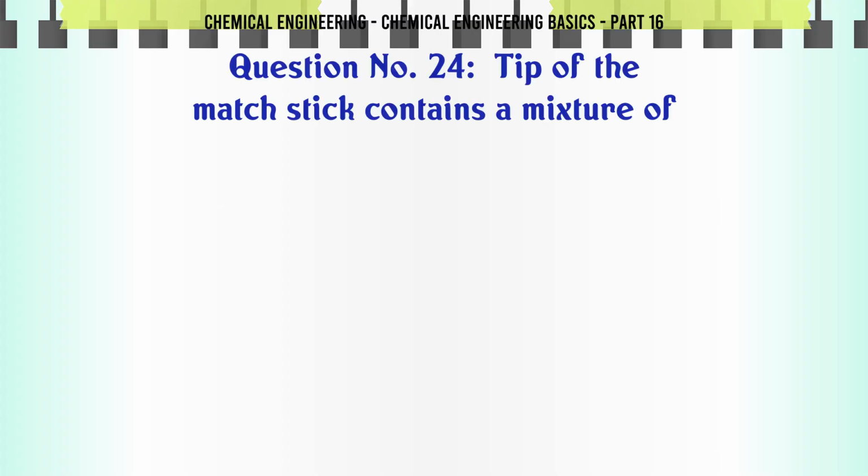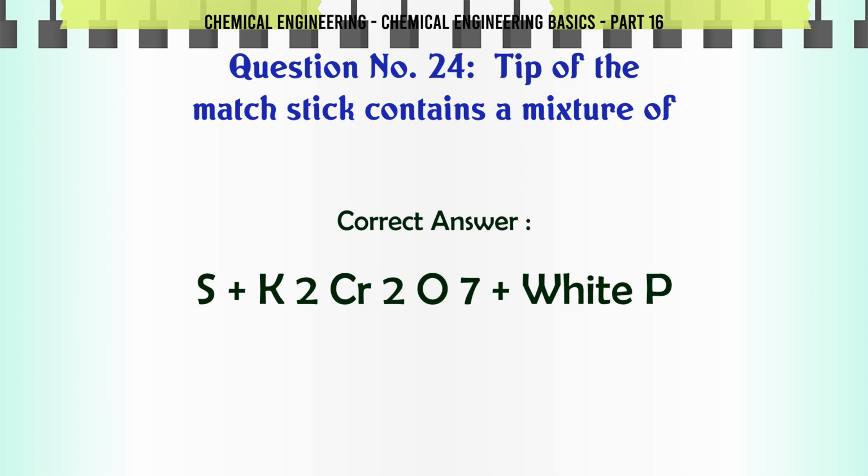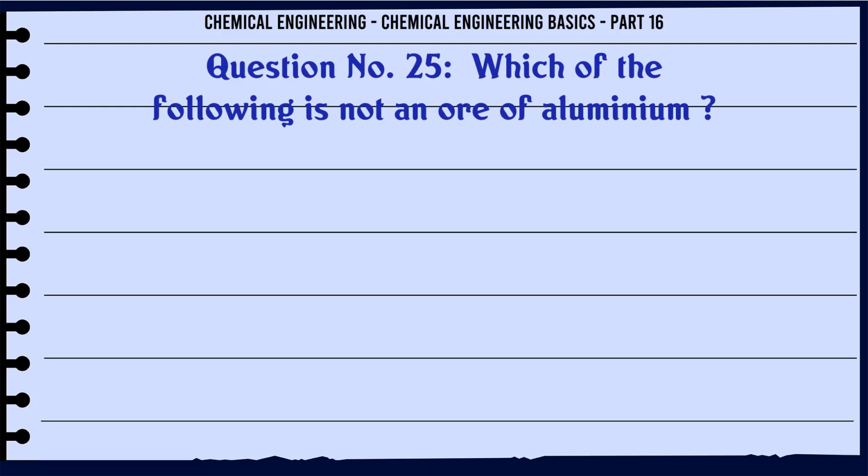Tip of the matchstick contains a mixture of A. KClO3, B. S, K2Cr2O7, C. S, K2Cr2O7, white P, D. none of these. The correct answer is S, K2Cr2O7, white P. Which of the following is not an ore of aluminium?